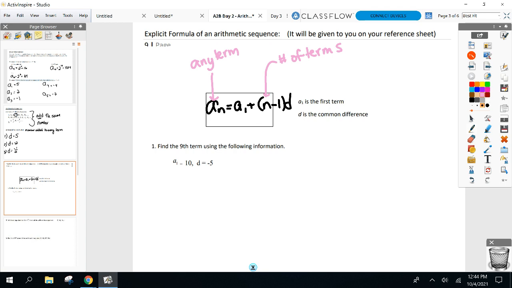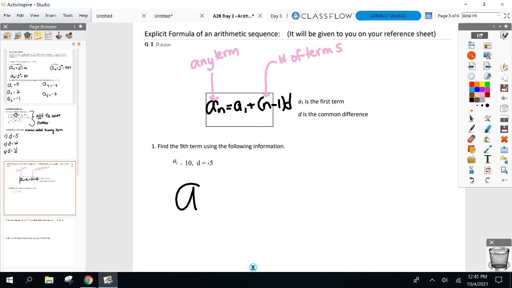But hey, I don't have time for this. Let's add -5, and when I get to the 9th one, I'll be all set. No, because you know what I'm going to do on the quiz on Thursday? That won't be the 9th term. That'll be the 60th term. You don't have time for that. So I want to use this formula now to find the 9th term.